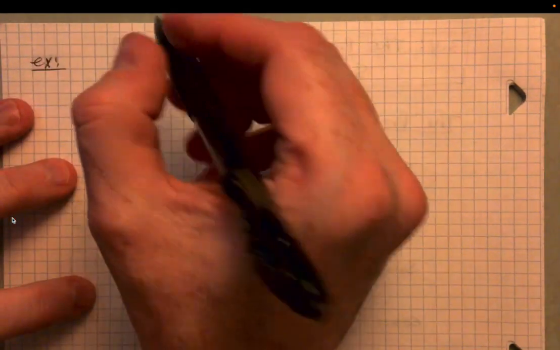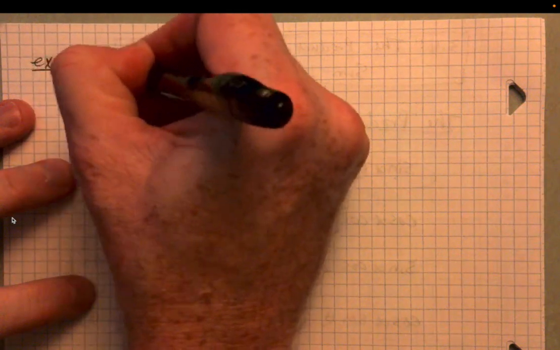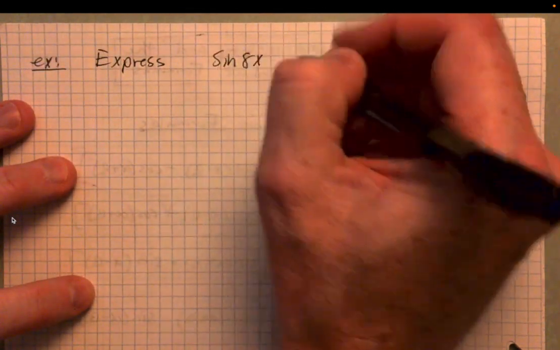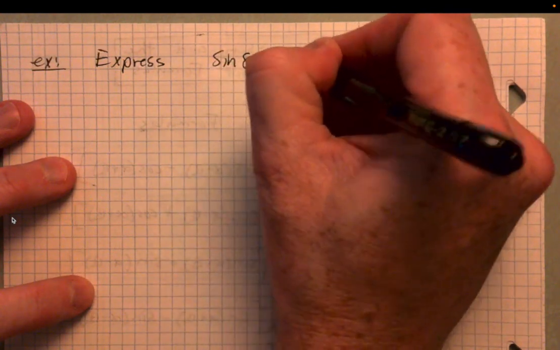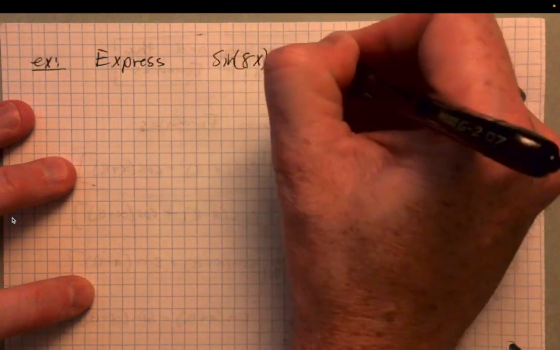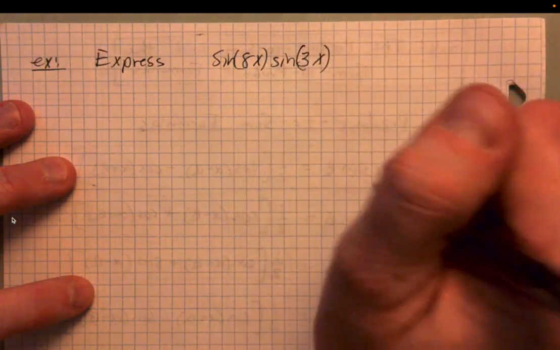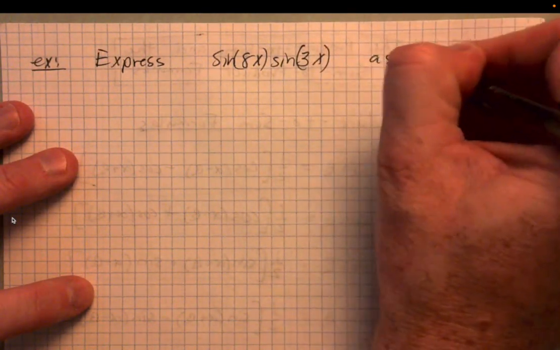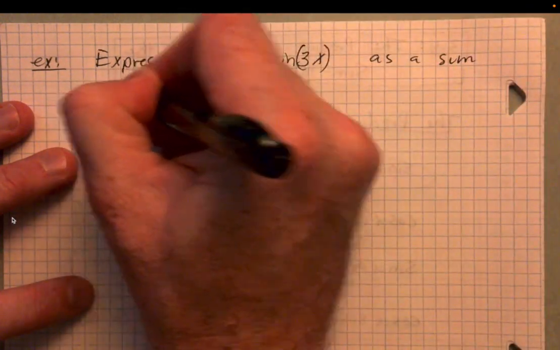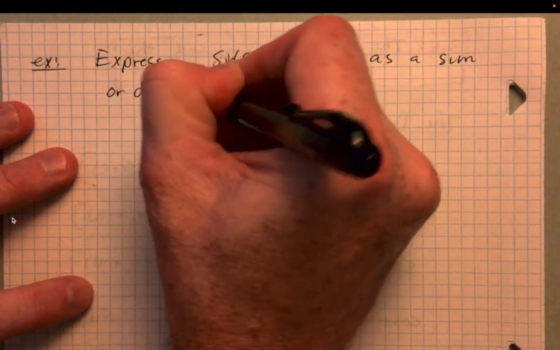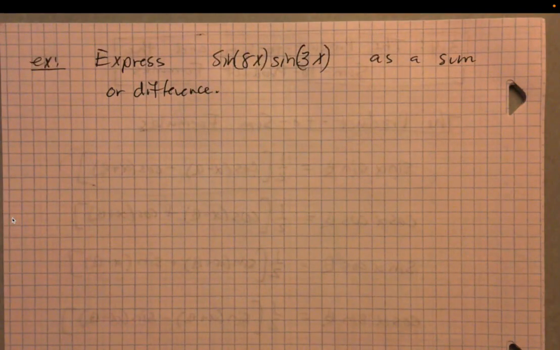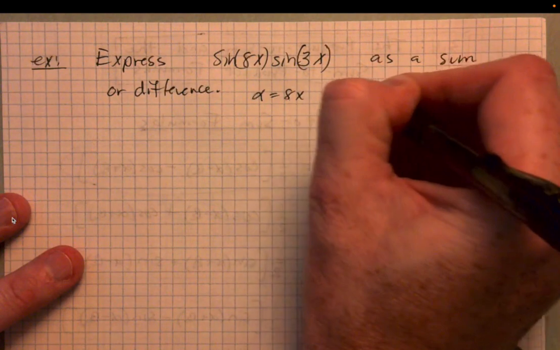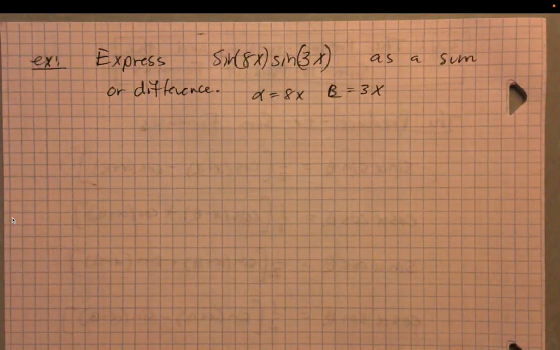This comes up, right? So let's try to express sine of 8x sine of 3x. So I've got this product, sine of 8x times the sine of 3x. Let's try to express this as a sum or difference. This is super easy. We can just say alpha is 8x and beta is 3x and just use the formula.